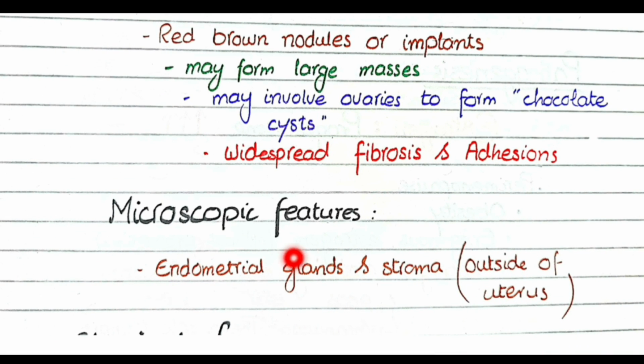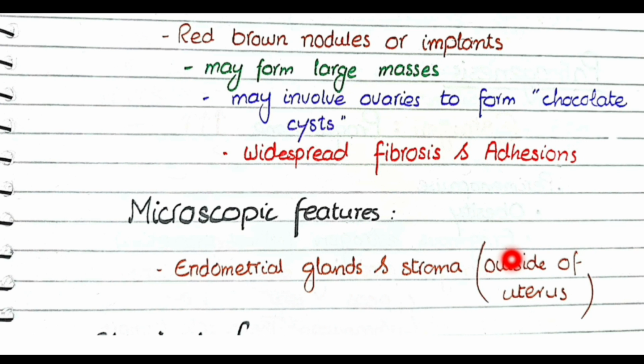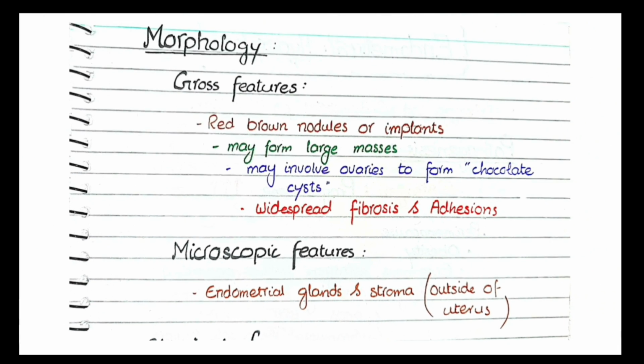And as far as the microscopic features are concerned, they are really simple, because you will see endometrial glands and stroma. But the special thing about endometrial glands and stroma is not their architecture. Their specific point is their location: this endometrial tissue will be present outside the uterus. That is the definition of endometriosis.